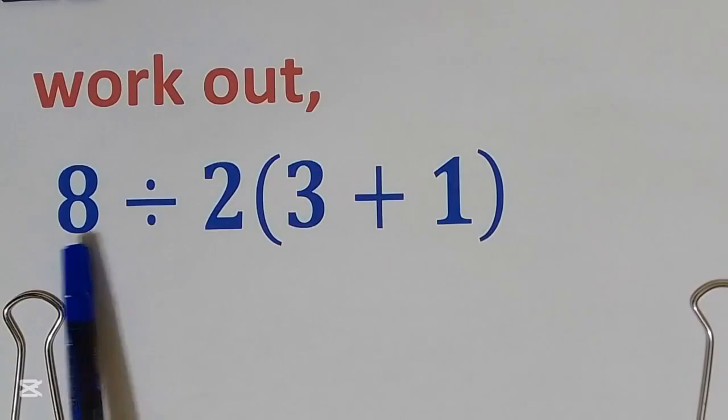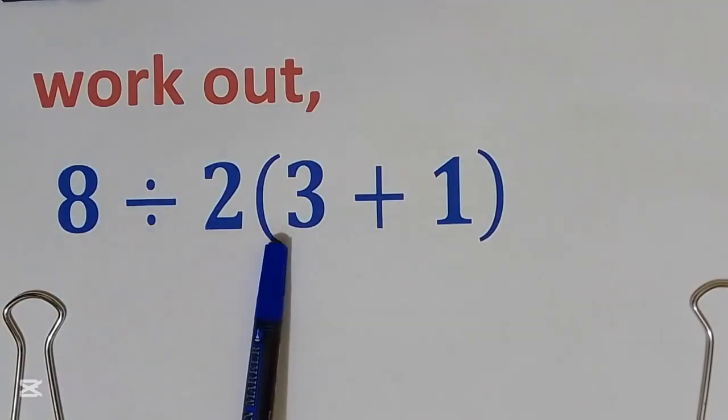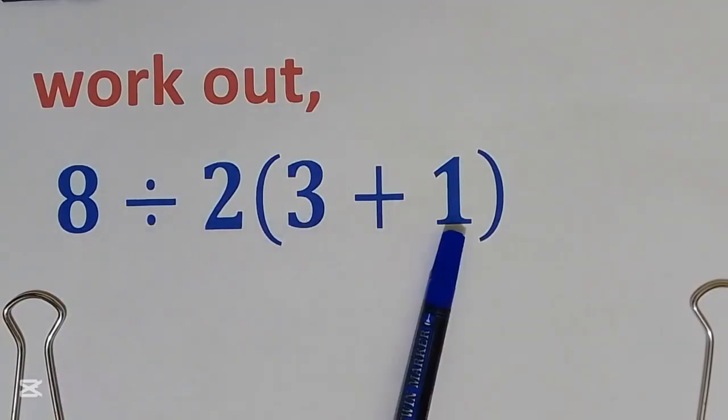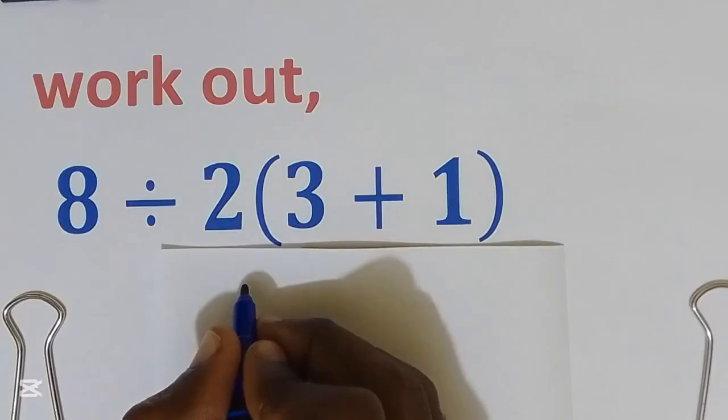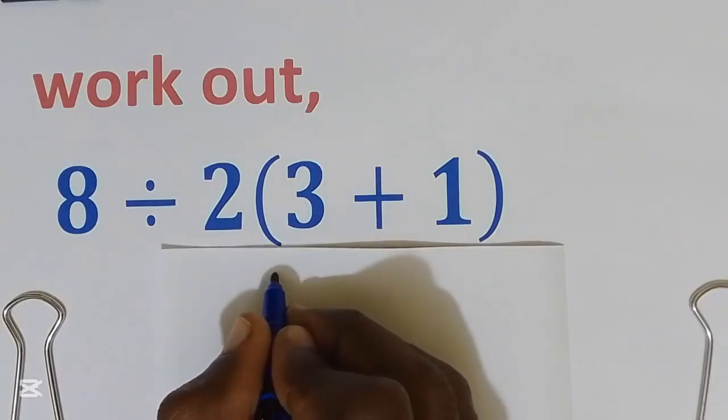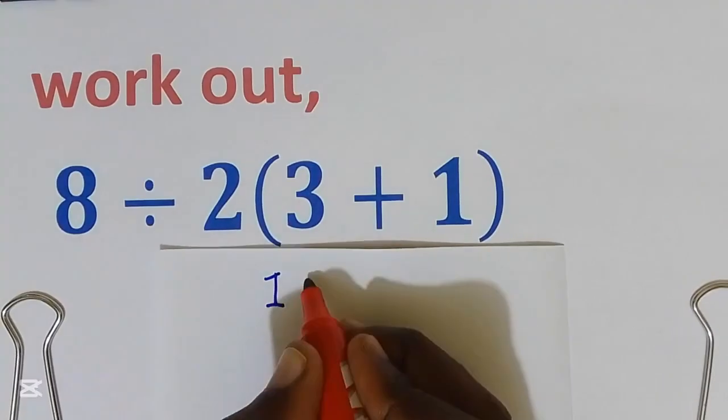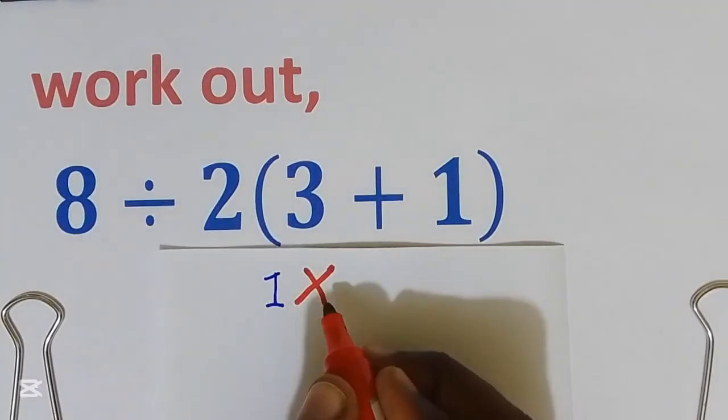They gave us 8 divided by 2 in the bracket 3 plus 1. Most people get the answer equal to 1, which is wrong.